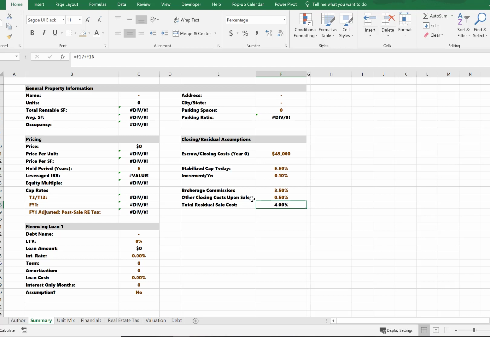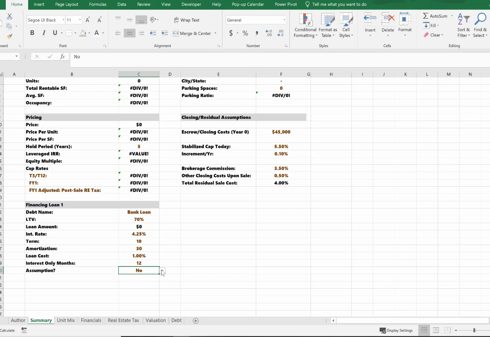We can put in some financing terms too. I'm just going to call the loan bank loan. We'll target an LTV of 70%. The loan amount doesn't populate right now because we don't have a price that we're willing to pay for the apartment building. Interest rate, I'll use 4.25, a 10-year term, 30-year amortization, and a loan cost of 1% of the outstanding loan balance. And then interest only, I'll do 12 months.